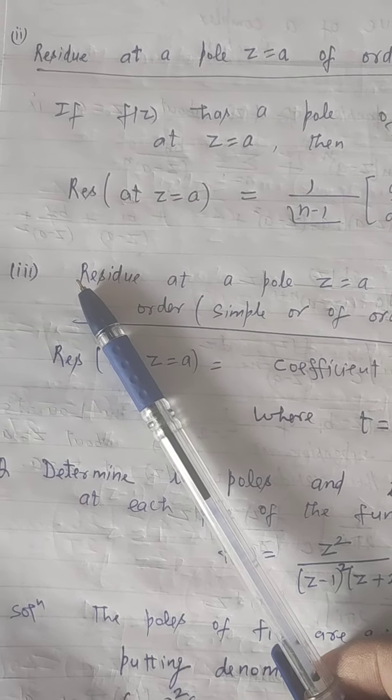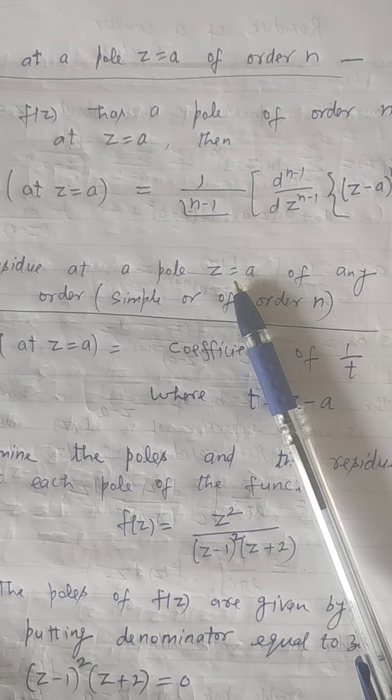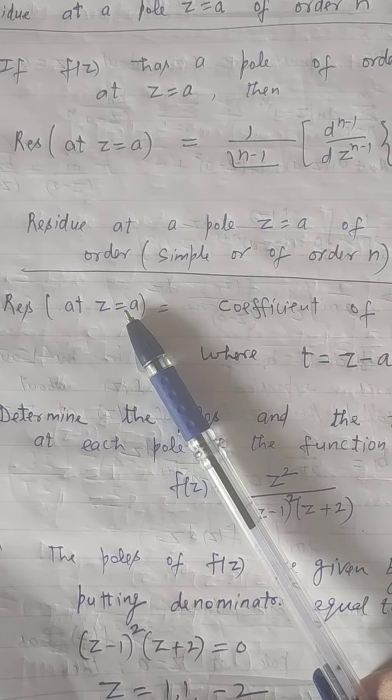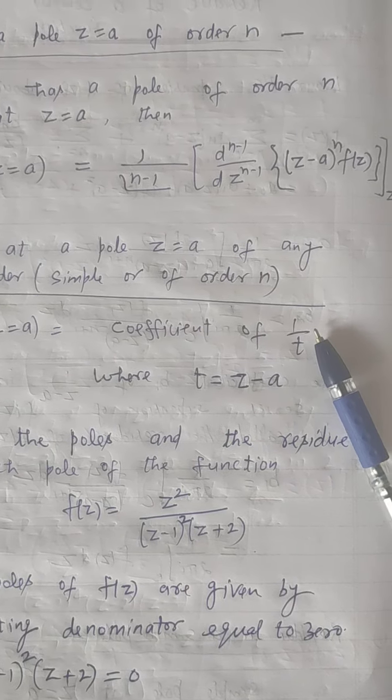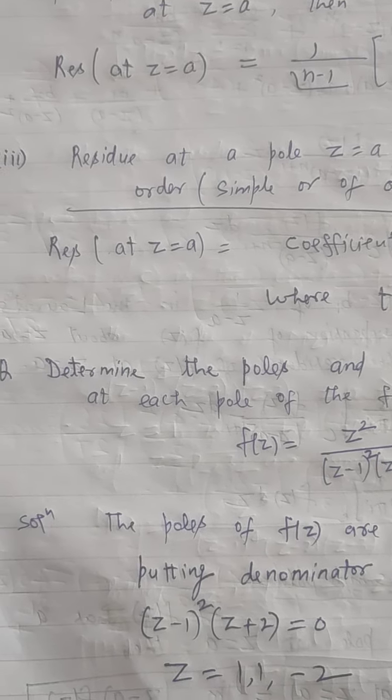And third, this is the general method. Residue at a pole z = a, either of order n or simple pole. It is the general method. Residue at z = a equals the coefficient of 1 by t, where t = z - a.